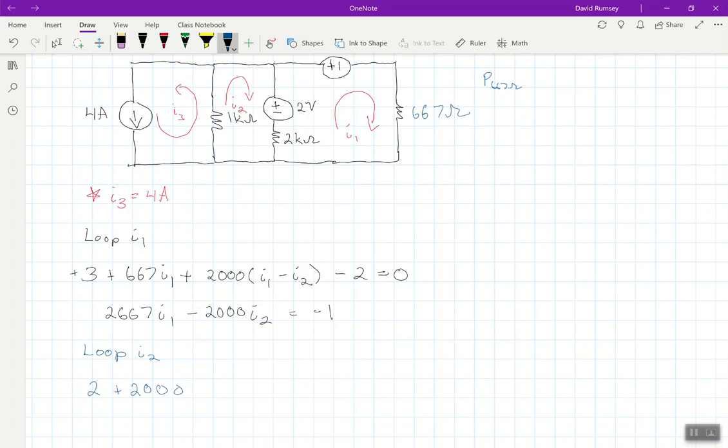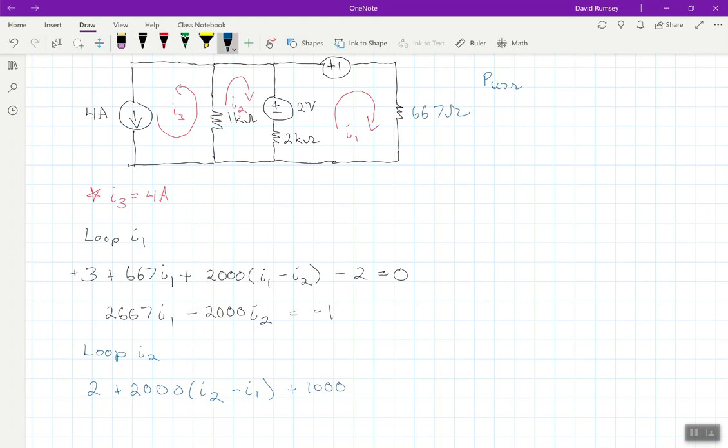Because you can get into trouble here with units on your answer if you don't keep your units consistent. And so it'd be 2000. Now again, the loop we're in is what we take as positive, so I2. And then of course I1 is going in the opposite direction, so minus I1. And then we have a 1 kilo ohm resistor.